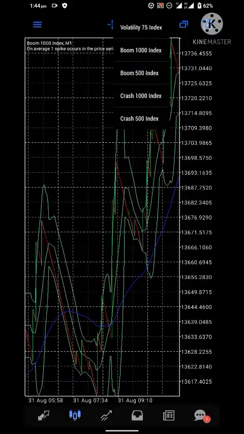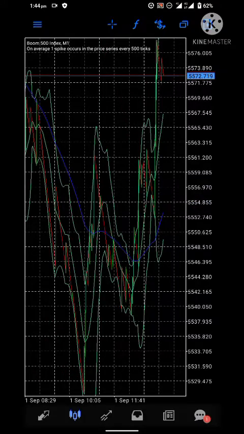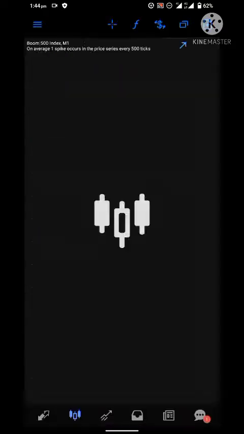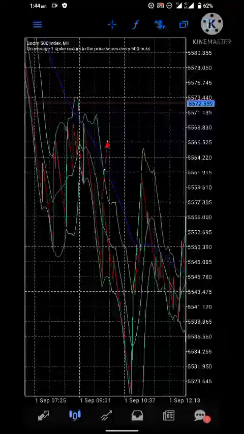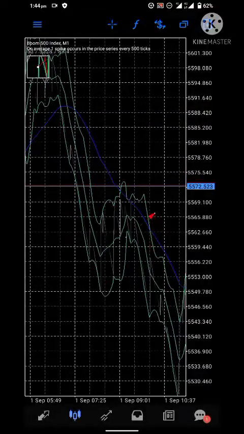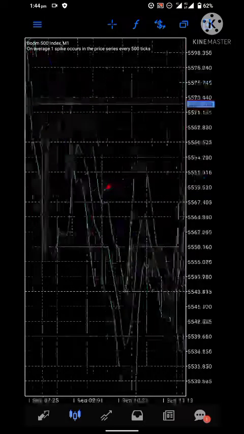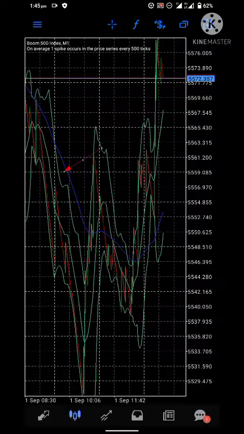Let's check the same for Boom. You see Boom 500, it crosses over at this point, and definitely it's a buy. You see it crosses over. It was selling down. Wow, it started selling from here. Please pardon my arrow. It started selling from this point, you see, and now it started buying.